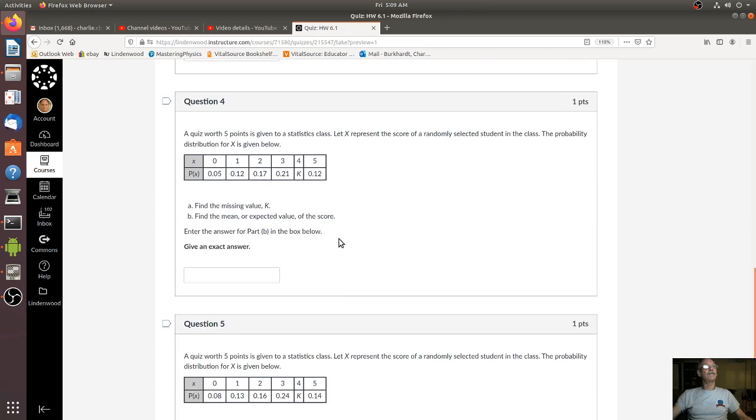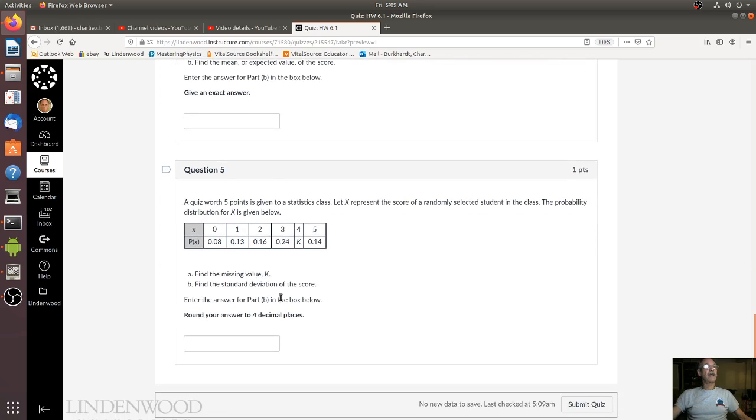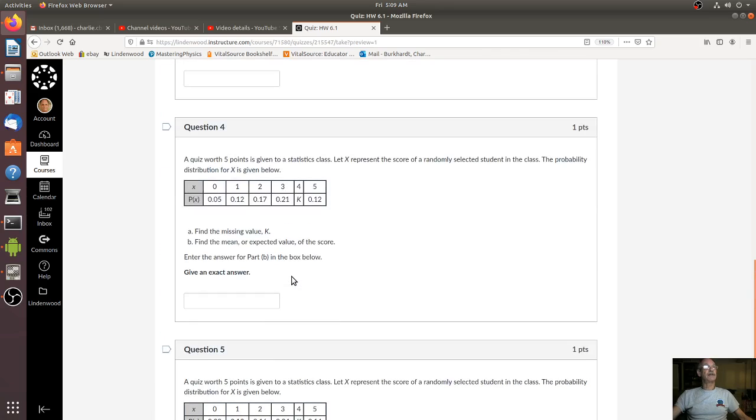All right. So once again, question 4, I have to find the value of k, do it the same way. And then find the mean or expected value of the score. And here they ask me to find the standard deviation. Those formulas are not too bad, but we can use our calculator for those. Let's erase this.